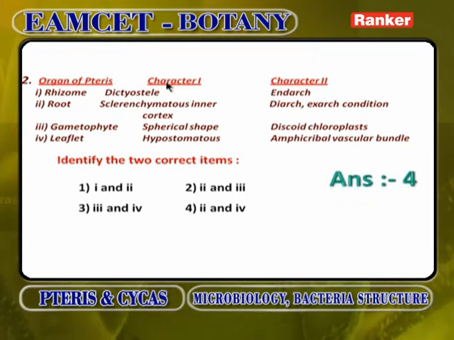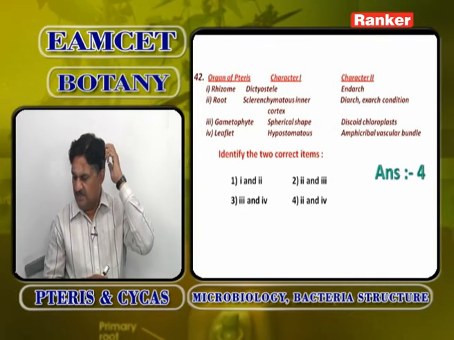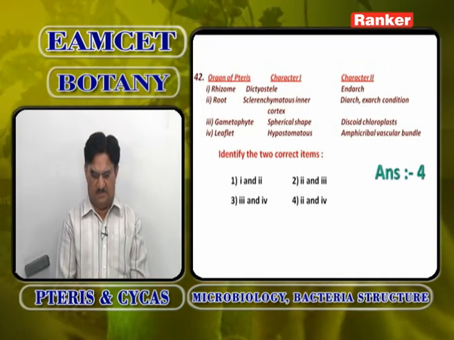Organ of Pteris, character 1, character 2. Rhizome, dictyostyle, endarch is wrong. It must be mesarch. Root, sclerenchymatous inner cortex, diarch and exarch, correct. Gametophyte, spherical in shape, discoid chloroplast, wrong. It is not spherical, it is heart shaped. Leaflet, hypostomatous, amphicribal vascular bundles. Amphicribal means xylem at the center surrounded by phloem on all sides. So answer is 2 and 4 are correct options. 1 and 3 are wrong options.